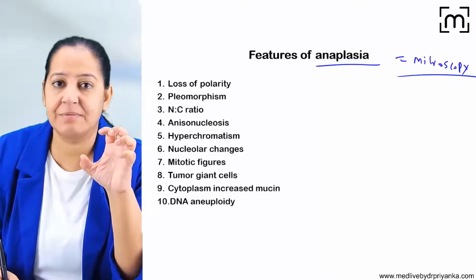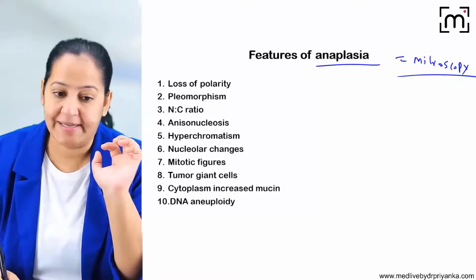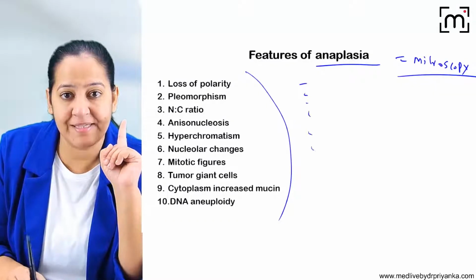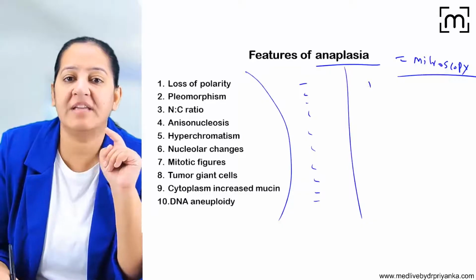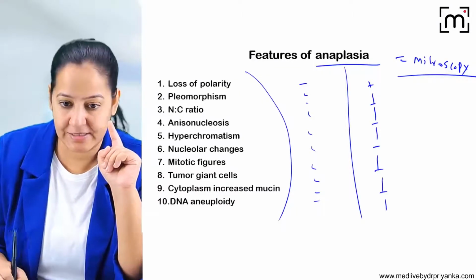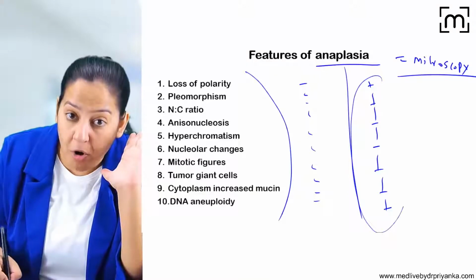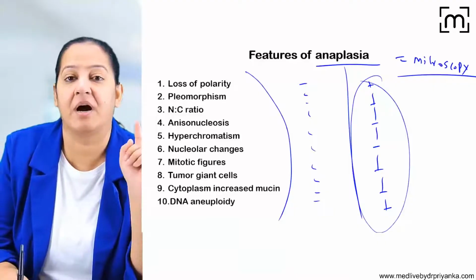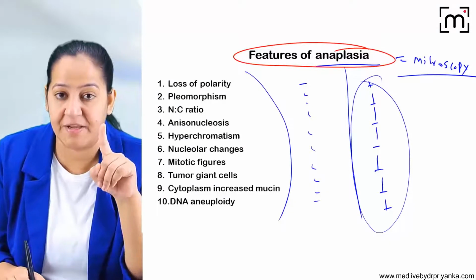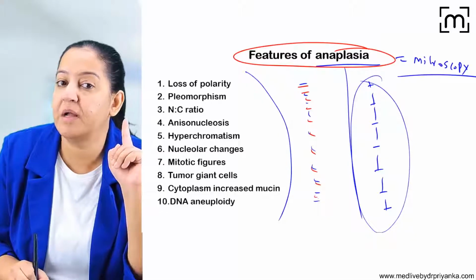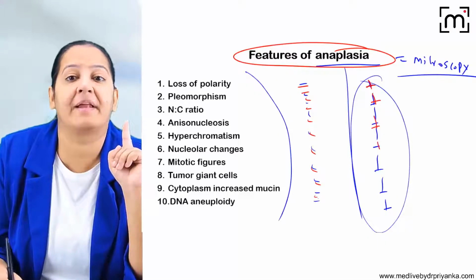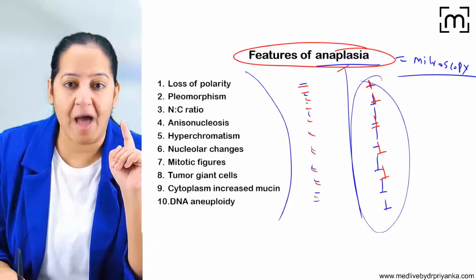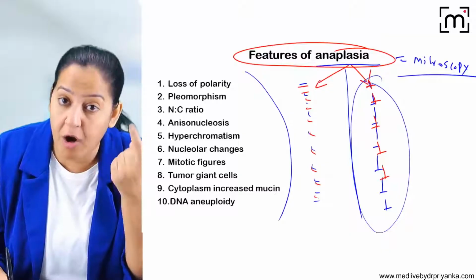So if any mass is present, take the biopsy and make a slide. And on the slide, look for these 10 features. If all 10 features are absent, it's benign. And if all 10 features are present, it's malignant. So anaplasia is the hallmark of malignancy. Got my point? These are the 10 features that define anaplasia. They are all absent in a benign tumor and they are all present in a malignant tumor. I will explain them one by one. So in short, anaplasia is absent in benign and anaplasia is the hallmark of malignancy.